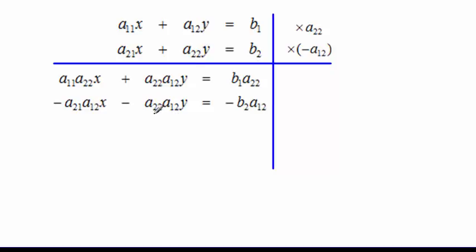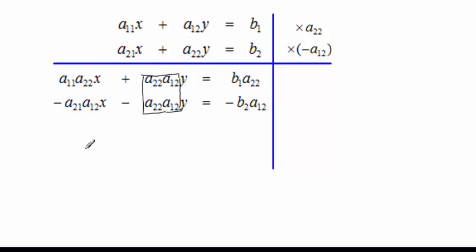So what we are going to get is something like this: a11 times a22 times x plus a12 times a22 multiplied by y equals b1 times a22. Similarly, we get this here. What is important is that we note that the coefficients of y here are the same, but they differ only by this sign.